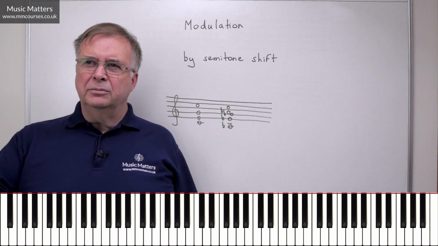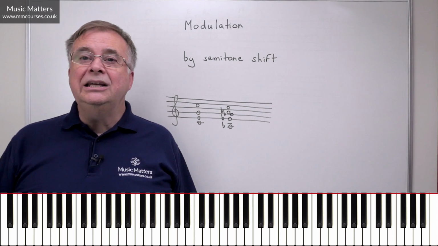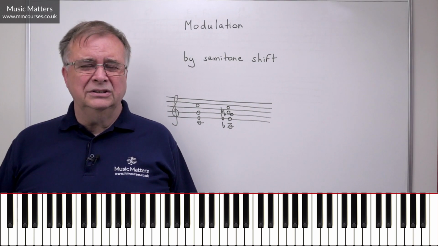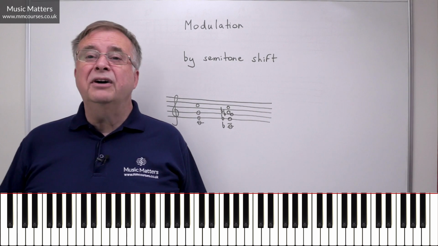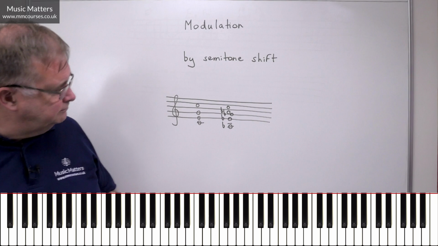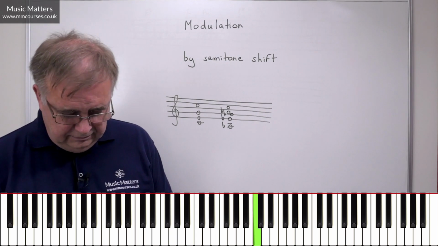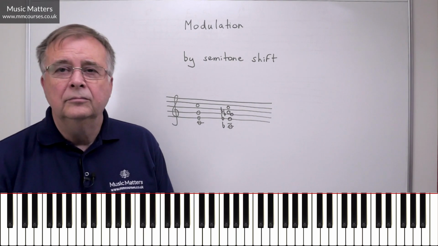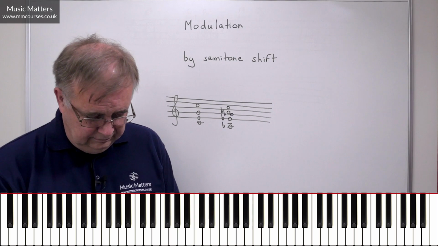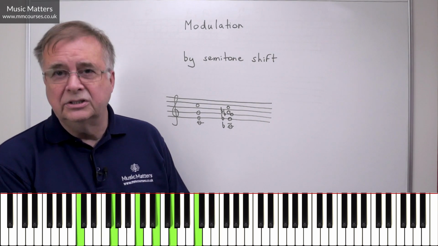But if you want to go from a key like C major, with no sharps and no flats, to a key like D flat major with 5 flats, it's quite tricky to find a pivot chord, isn't it? But you can do this: find a pivot note. In this case, we're going to use the note C. We're tiddling along in C major quite happily, minding our own business in C.